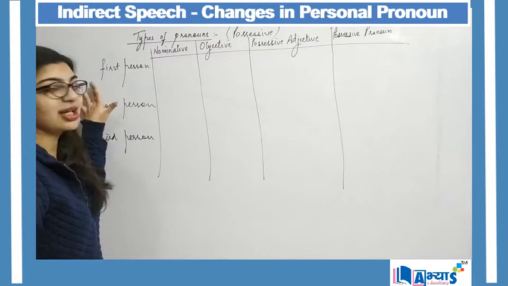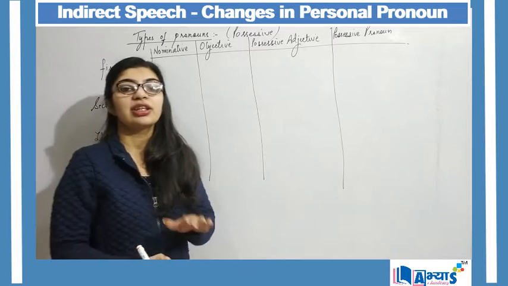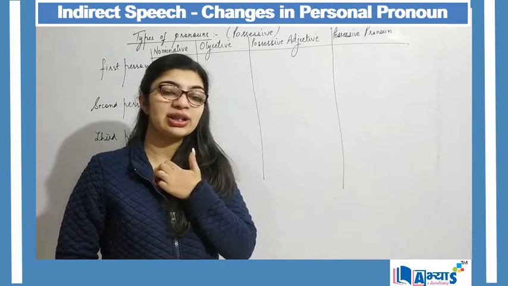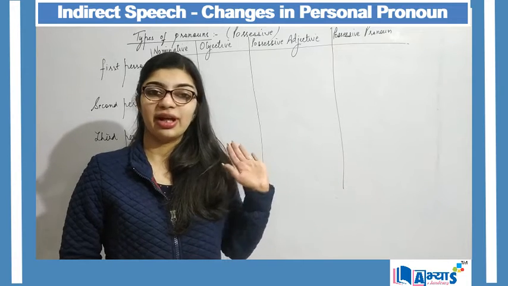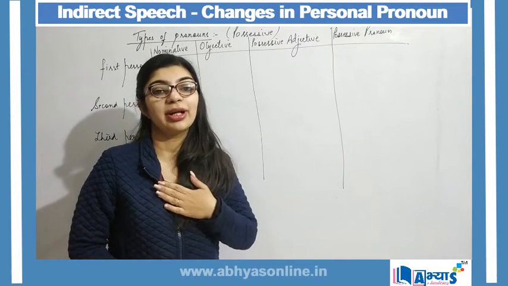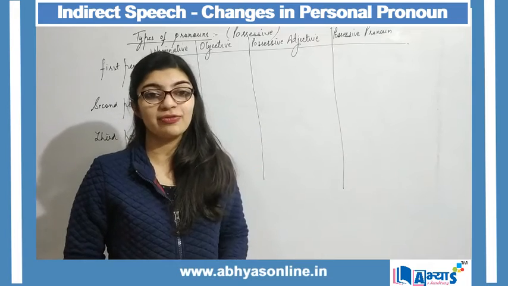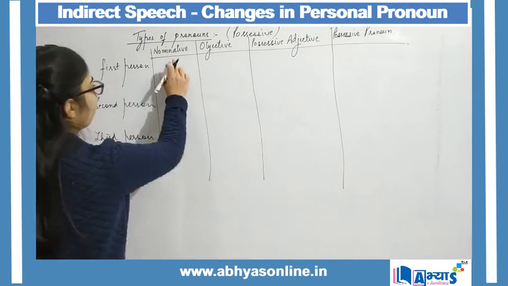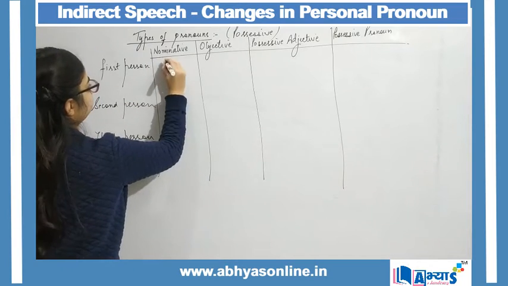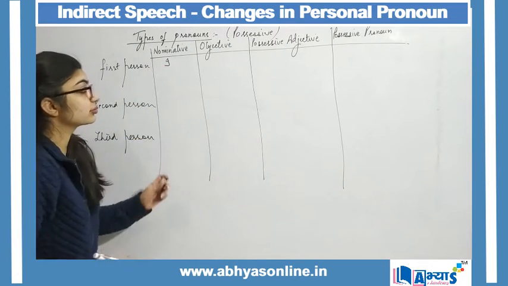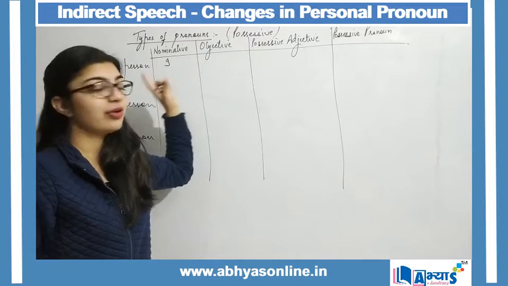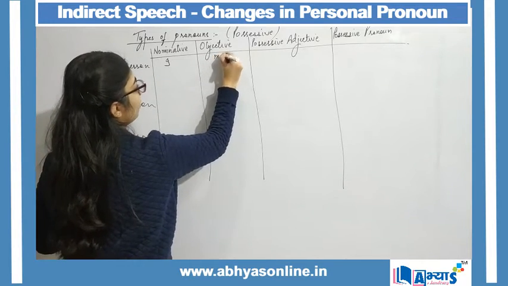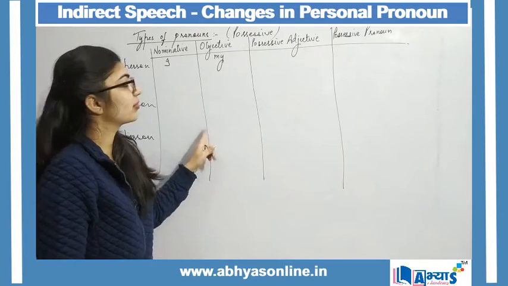So first let us consider the first person. The first person will be I. I am the first person. I'll think about the others as second and third. But when I'm talking about myself, then I consider myself as the first person. So for nominative, it will be I. For objective, I changes to my. I over here will change to my.